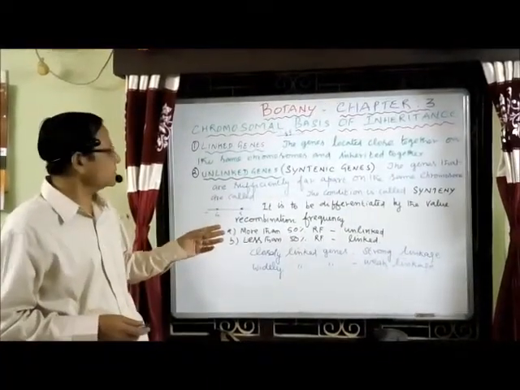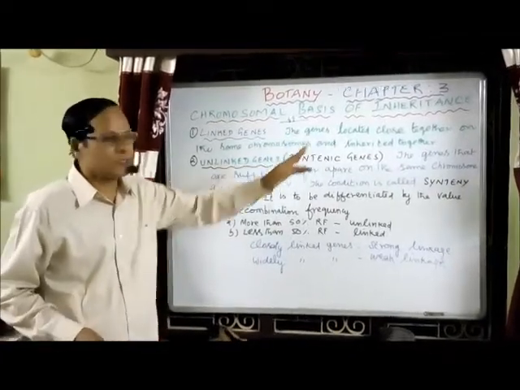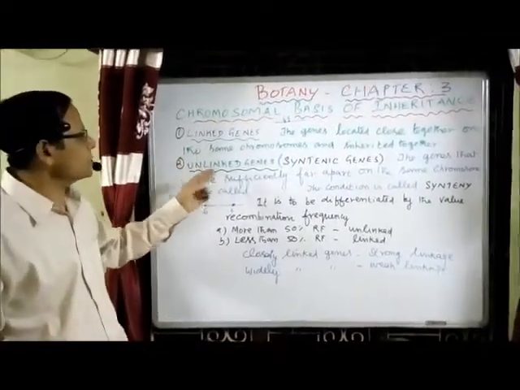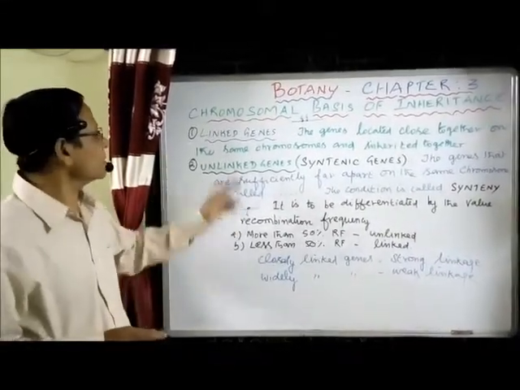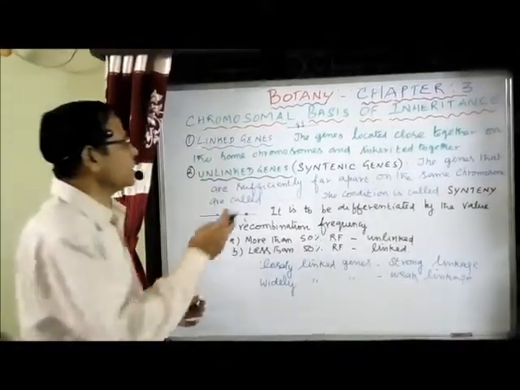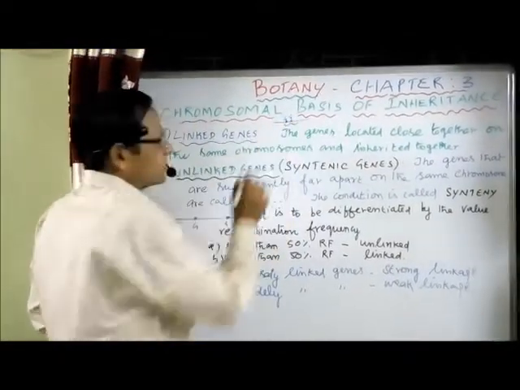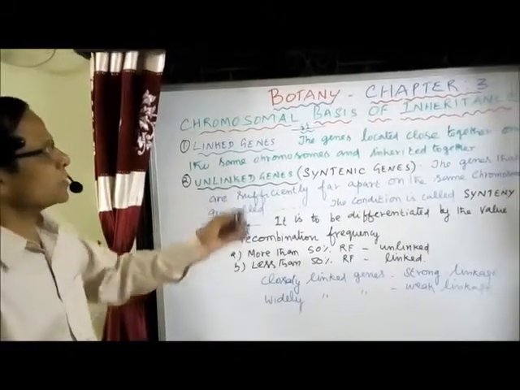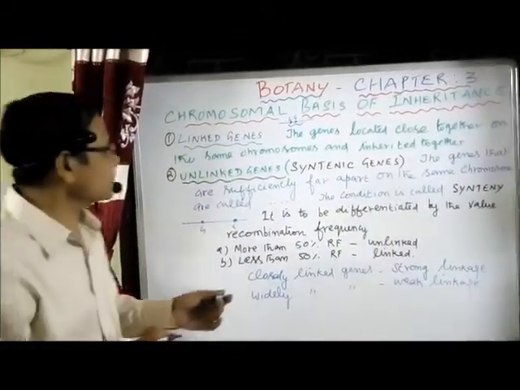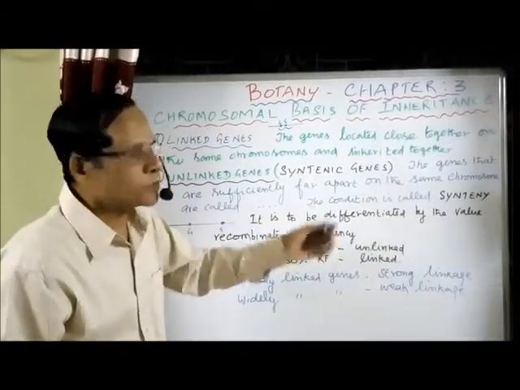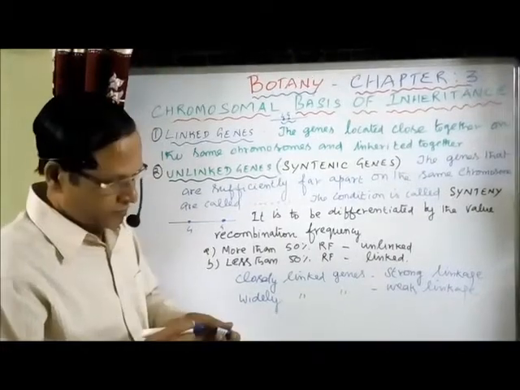What are linked genes and unlinked genes? The genes located close together on the same chromosome and inherited together are called linked genes. Here I represented a simple picture. You see the two genes which are lying close together. The genes located close together on the same chromosome and inherited together are called linked genes.